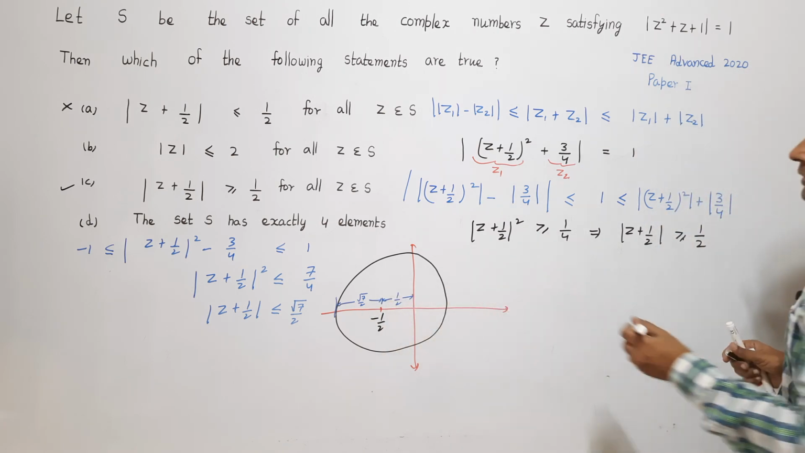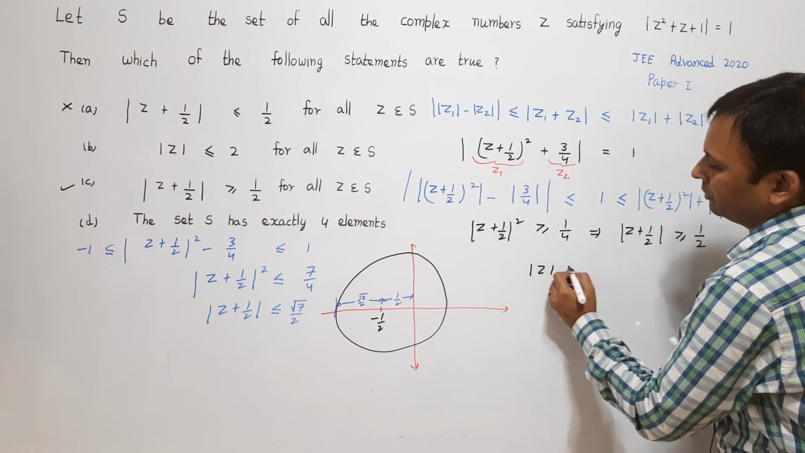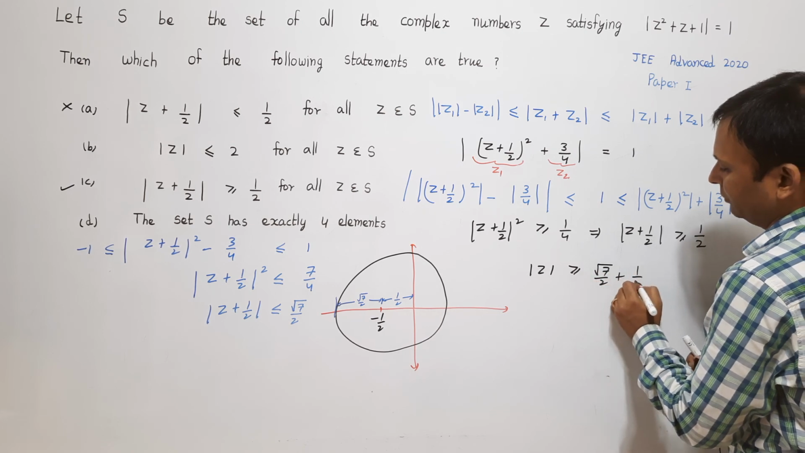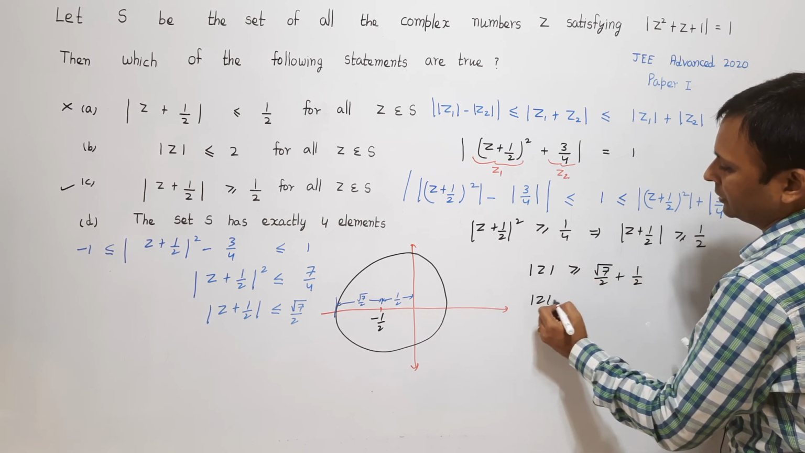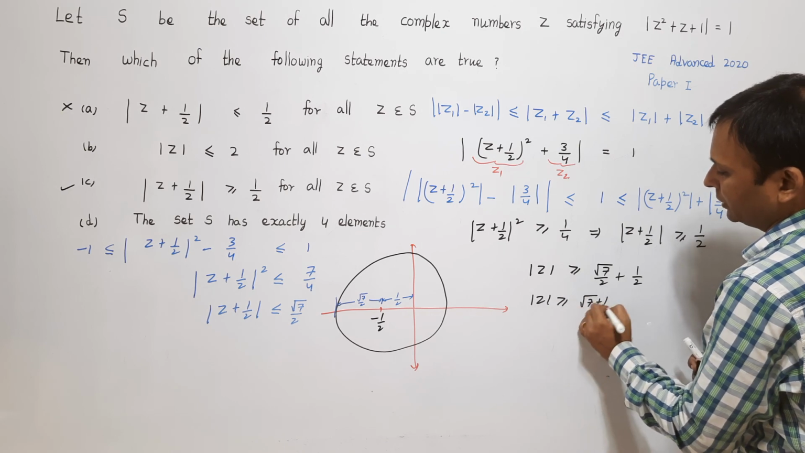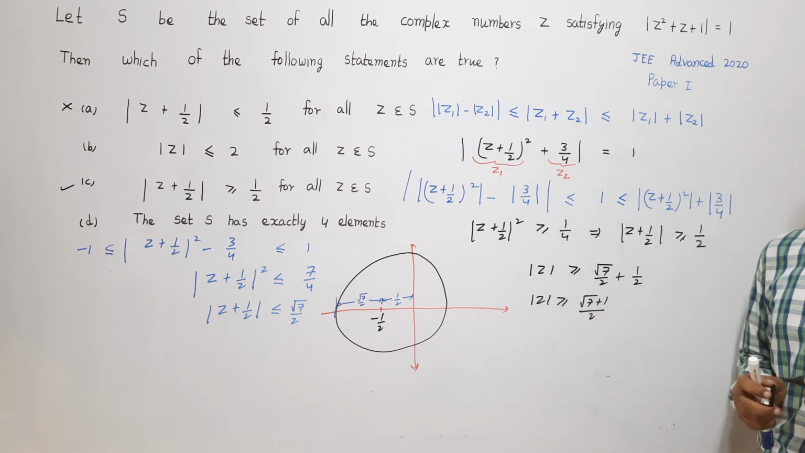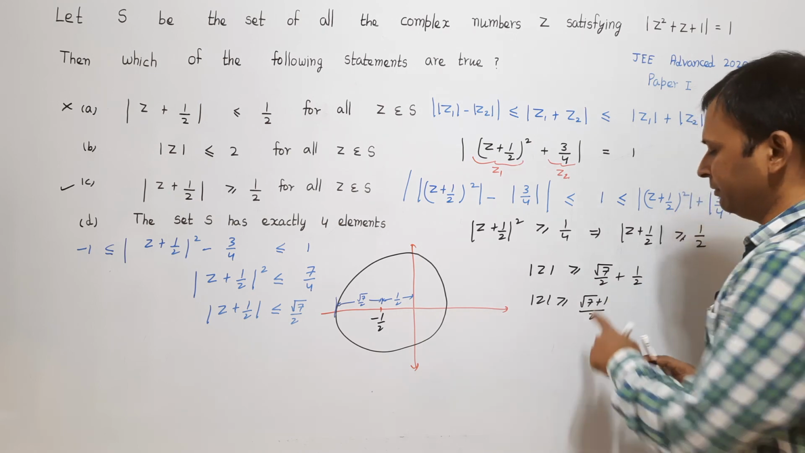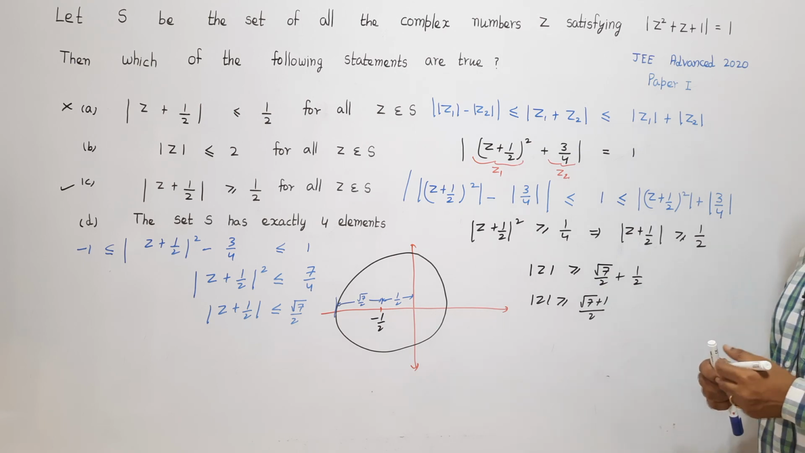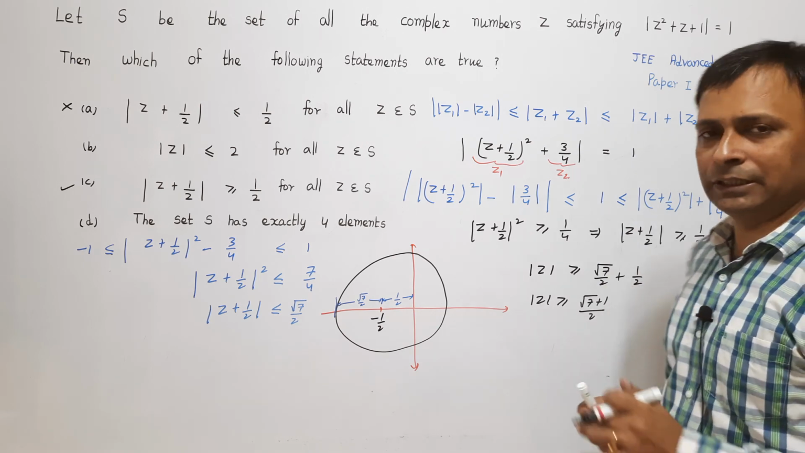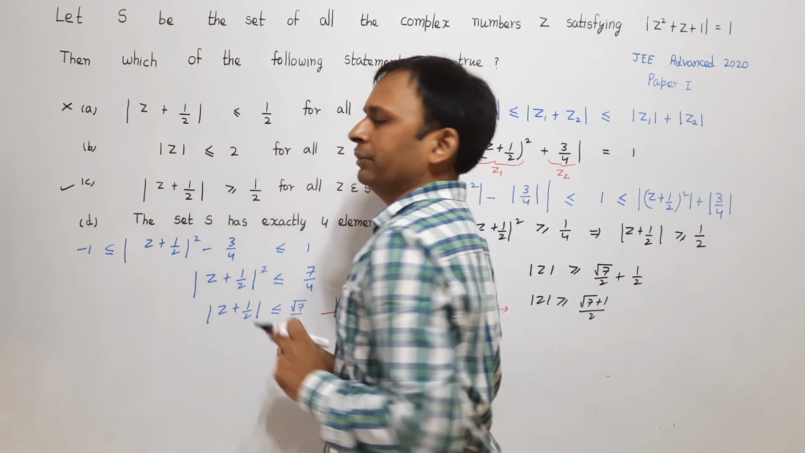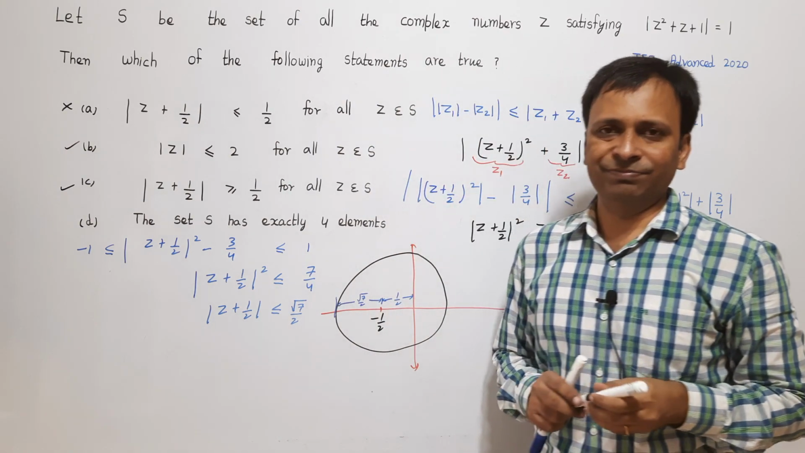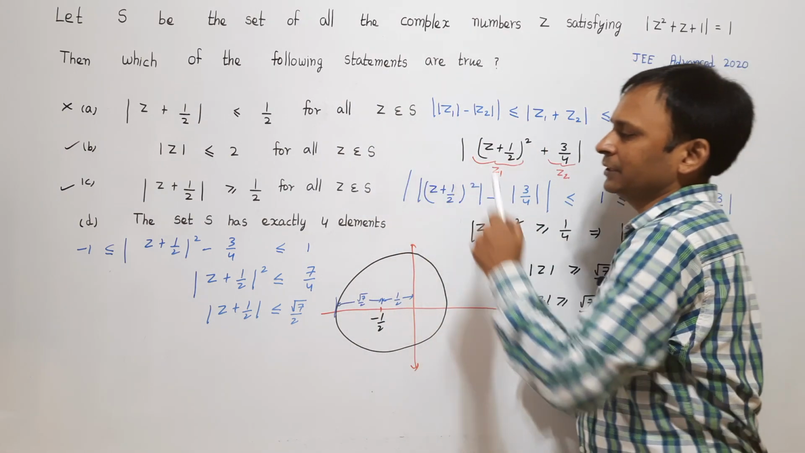So from here I can say that mod of z should always be less than or equal to root 7 by 2 plus 1 by 2, or you can say root 7 plus 1 upon 2. Let me calculate the approximate value. Root 7 is 2 point something, plus 1 will be 3 point something, divided by 2, that means 1.5 something. Now this 1.5, whatever this value is, will always be less than or equal to 2. So this option B is also the correct option. So finally we got B also as the right answer.